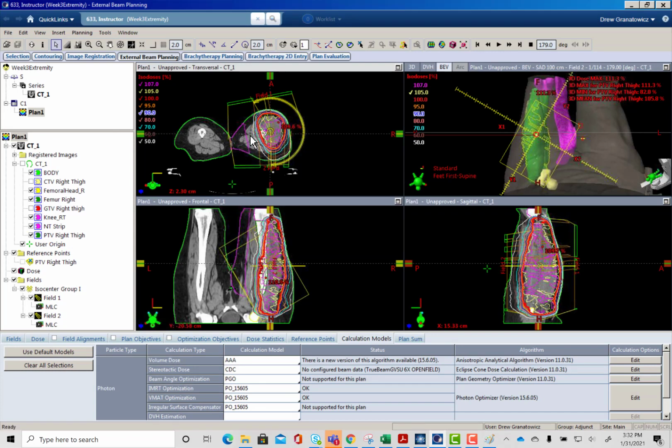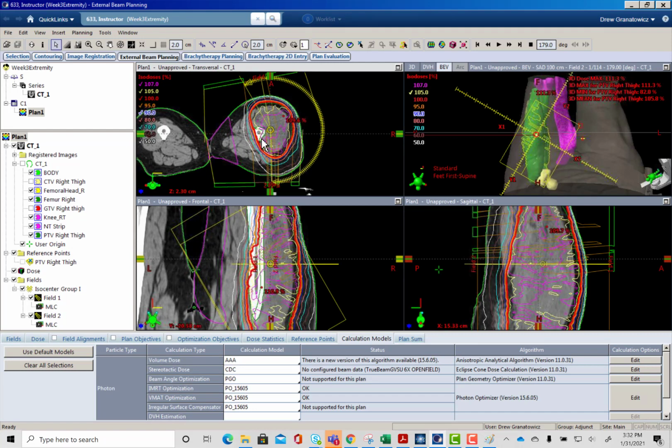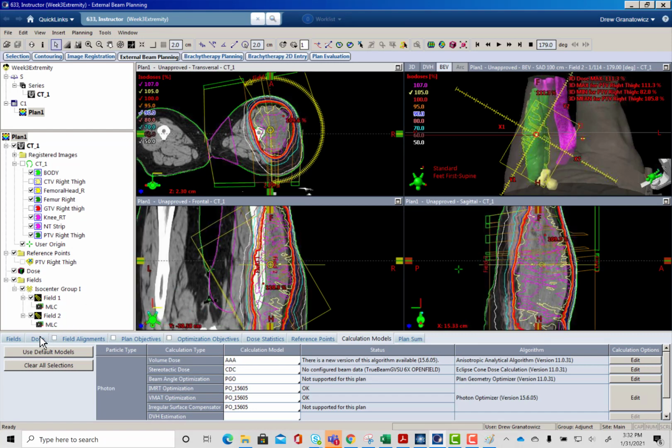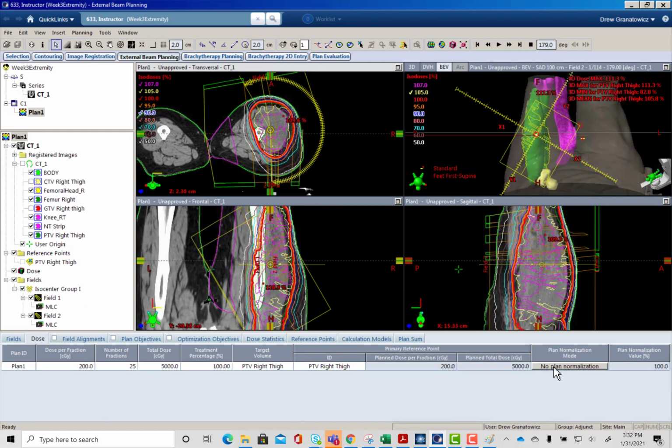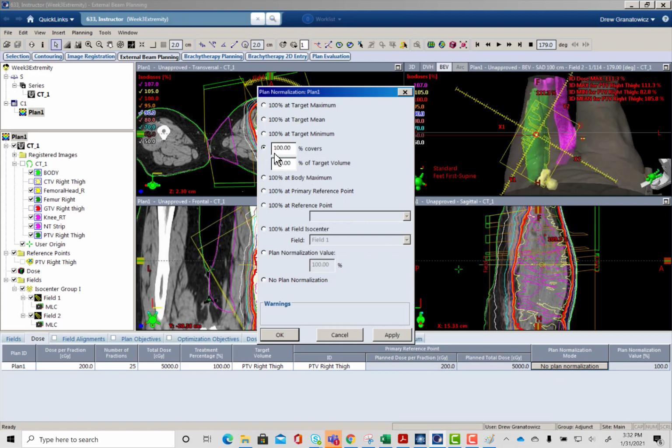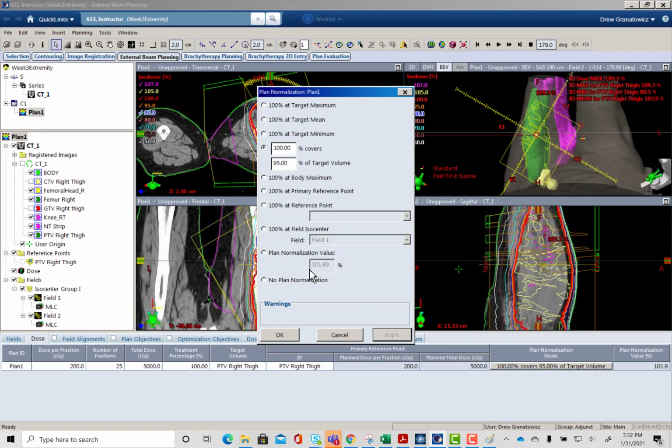Okay, so first let's look at our min dose here. So if I normalize this plan and say I want 100% of our dose, so 5,000 to cover 95% of our PTV, click apply. It's normalizing our plan by almost 2%. It's normalizing up in order to meet that coverage, okay?